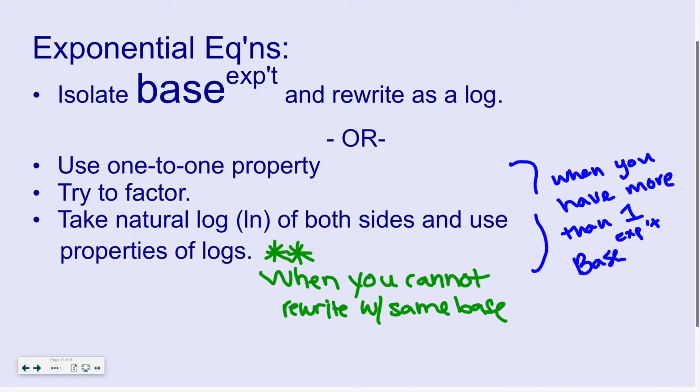Taking the natural logs of both sides is something you would use when you can't rewrite with the same base. So if you were trying to use a one-to-one property, but there was no way to rewrite the two numbers with the same base, then you can use this method. And so probably in Algebra 2, you did the first two bullet points, so I won't spend a lot of time today talking about those. And really factoring and taking natural log of both sides, that would be more like, I'm in pre-calculus now. I know more than I did in Algebra 2. I hope.